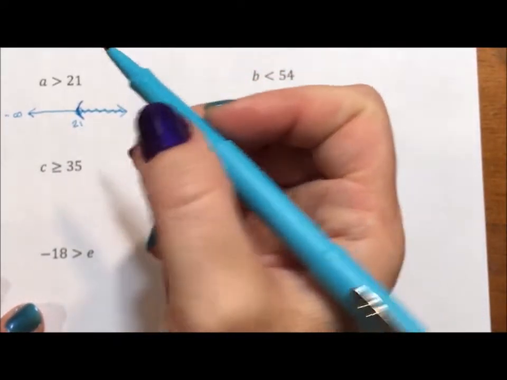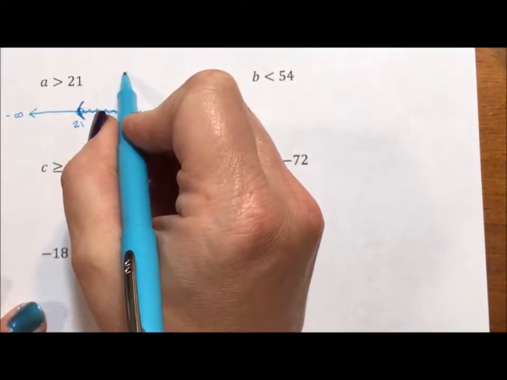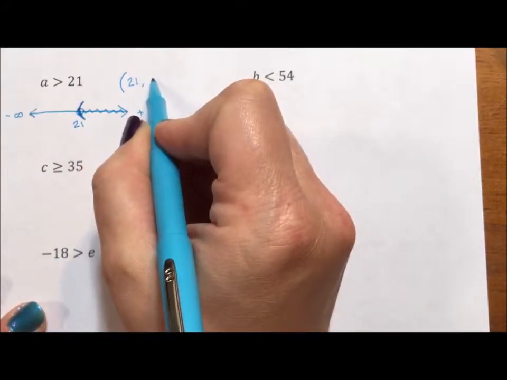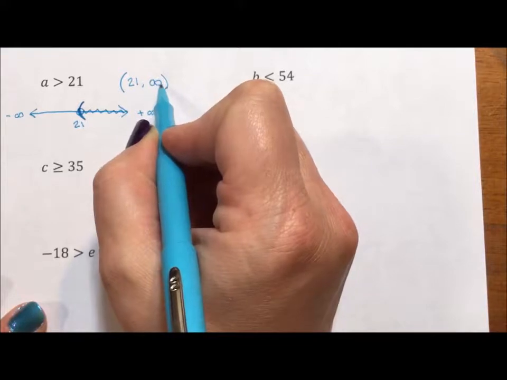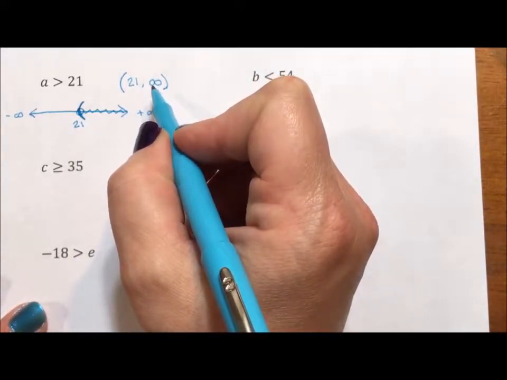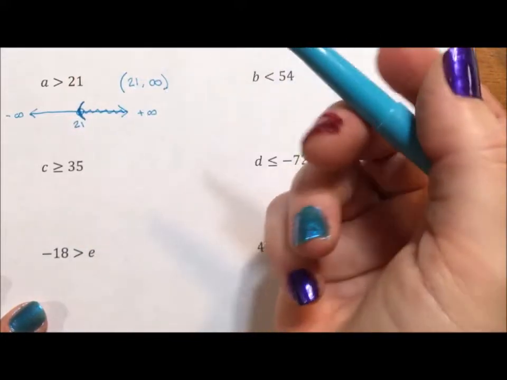And in interval notation, it might look like an ordered pair. It isn't. We do the 21 because we don't equal 21. Then we have our positive infinity and parenthesis. And we use a parenthesis with infinity because you can never touch infinity. And infinity is really just a concept to mean an unknown number that happens to be positive.